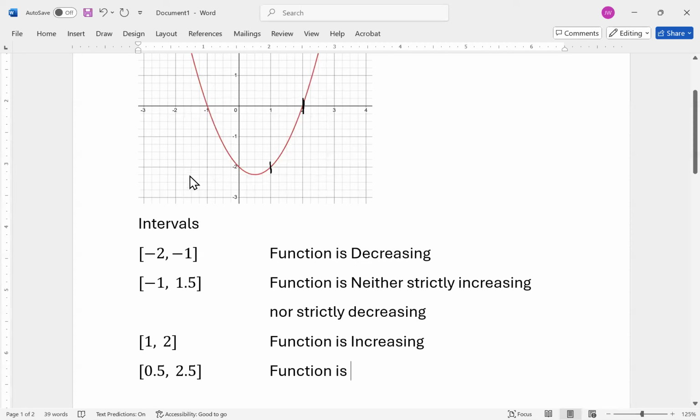From 0.5 to 2.5, well, 0.5 is right here. 2.5 actually is a little bit off the charts, but that's okay. 2.5 right there. Well, from 0.5, 0.5 looks to be where the lowest point is. And then I move up. It's always increasing in that section as well. So in that section, we're also increasing.